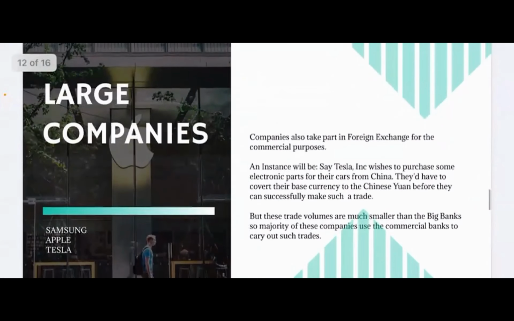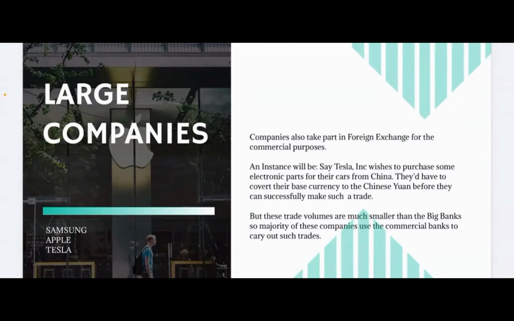We have large companies like Samsung, Apple, Tesla. So what I have here is that companies also take part in foreign exchange for commercial purposes. For instance, if Tesla wishes to purchase electronic parts from China for their cars, they would have to convert their base currency to the Chinese yuan before they can make such trades.